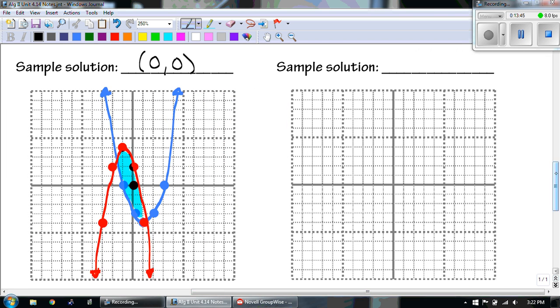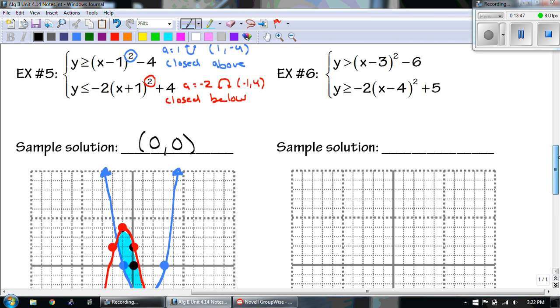All right, number 6, go ahead. You guys are all on your own. Just remember to pay attention to what is the shape of your graph. Good luck.